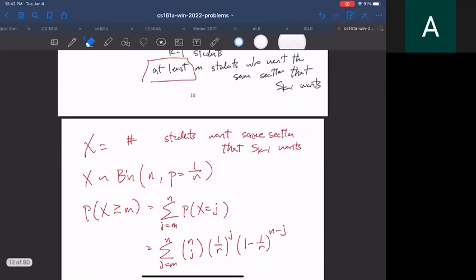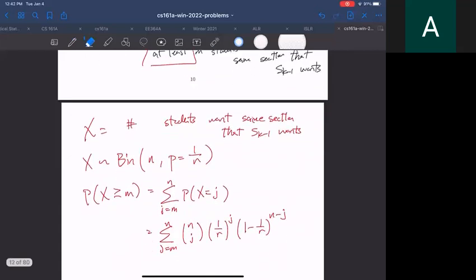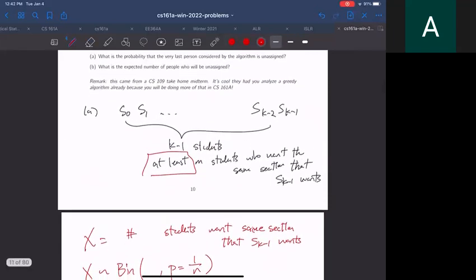What else? It seems like I'm missing something here. Oh, yeah, I see what I'm missing. This should be n minus 1, because there are n students, but we only care about what the first k minus 1 students want. And then we want to try to match them to see if they get the same section that S of k minus 1 is.